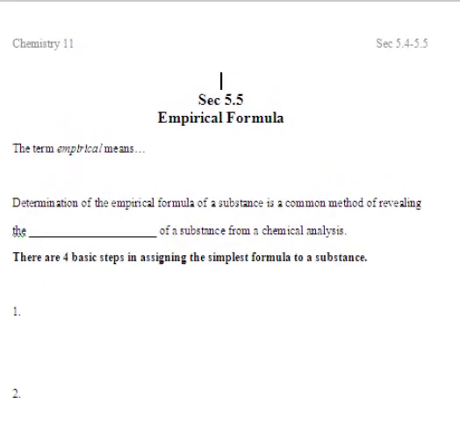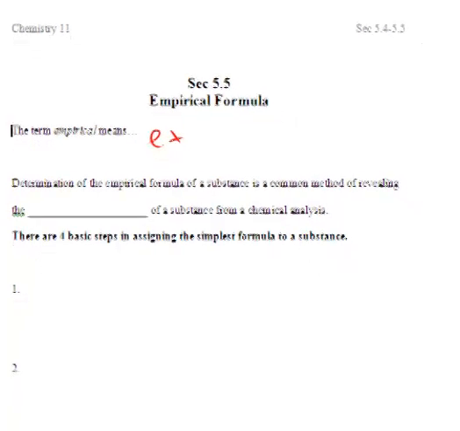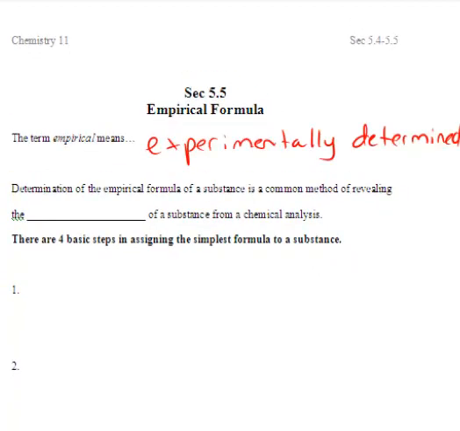Basically, what we're looking at here in terms of empirical is the experimentally determined amount. It's a common method for revealing the simplest formula of a substance from a chemical analysis. So what that means is the simplest ratio of elements.